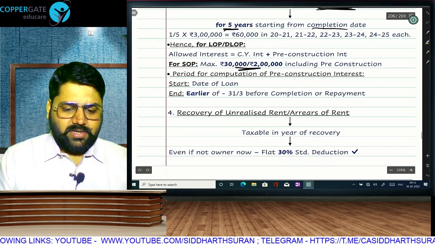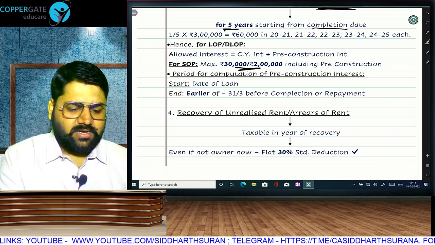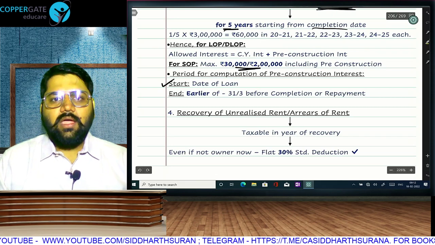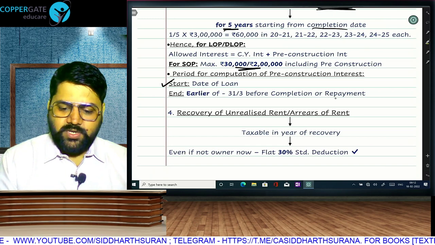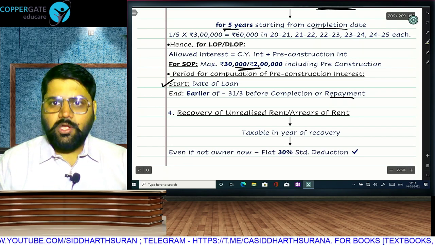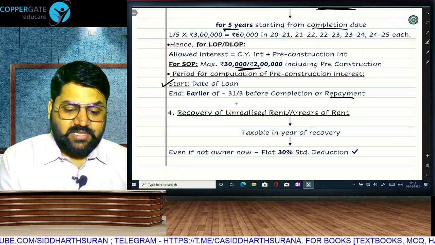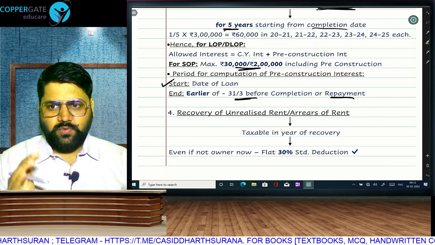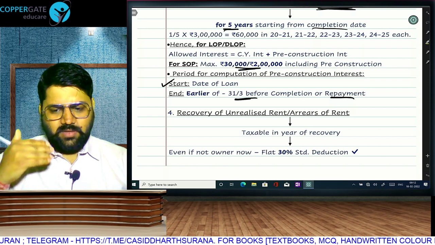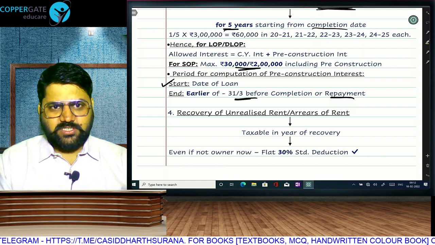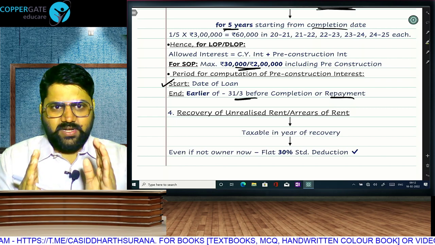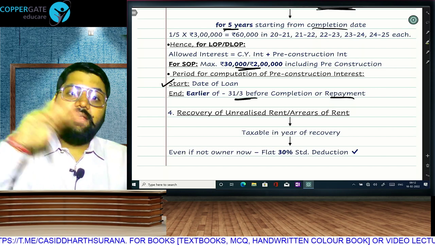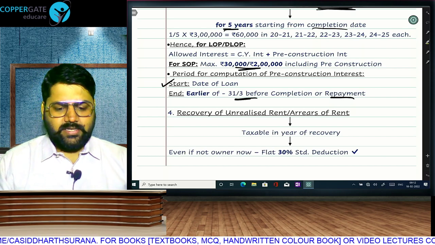And how will you compute the pre-construction period? Starting from the date you take the loan and ending on either you repay the loan, or before completion, whichever is earlier, the last 31st March before completion of construction. So if you complete your construction in the month of May, June, July, August, even 31st March, then this year you will get interest as current year, and till last 31st March will be your pre-construction period.